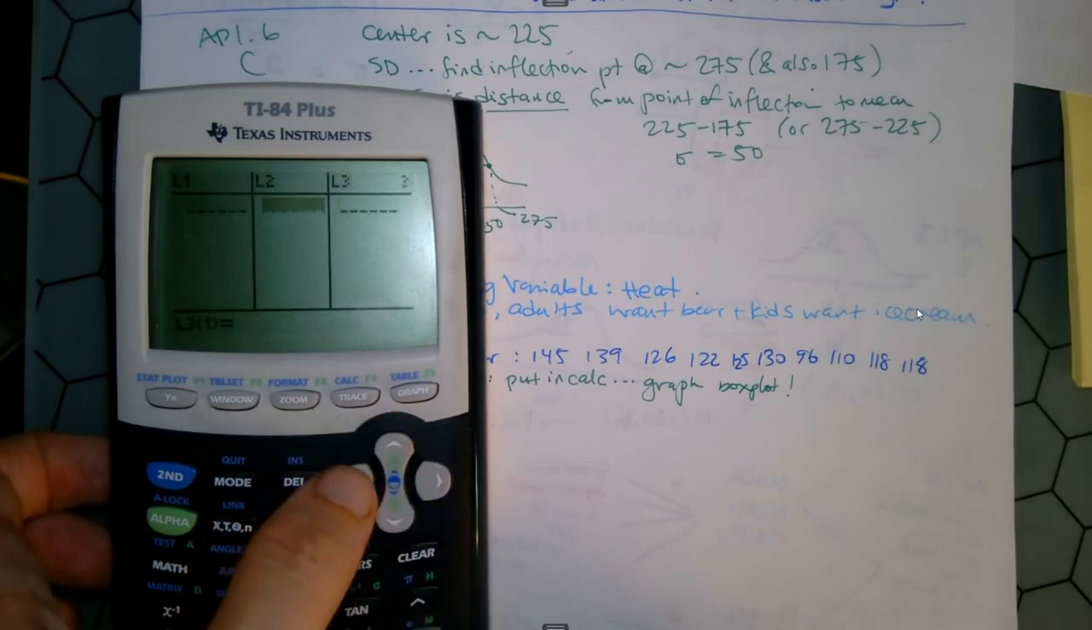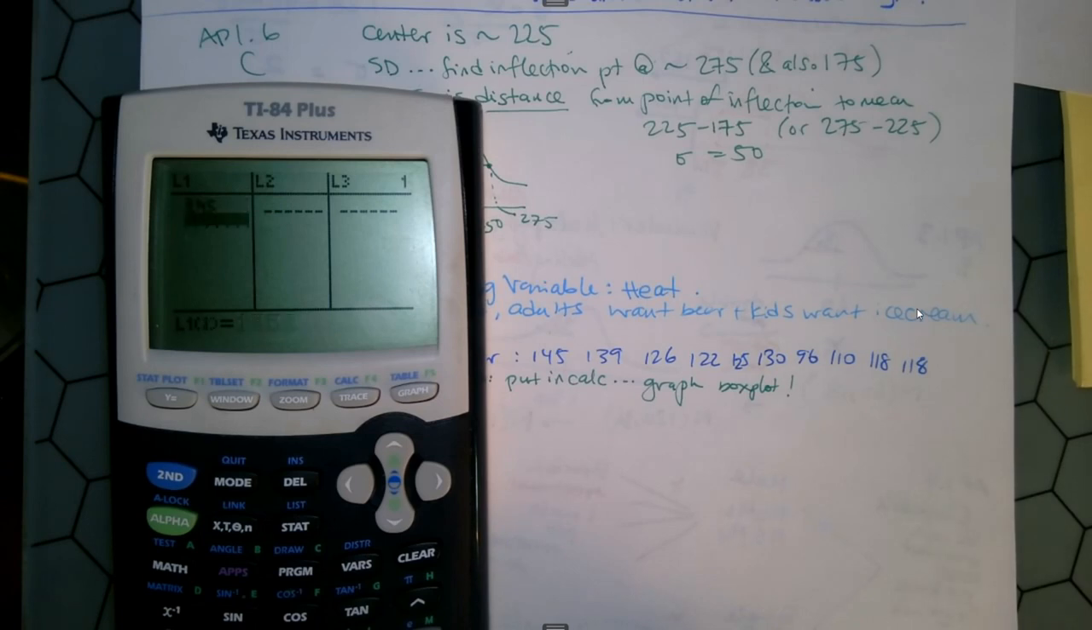Okay, so I'm putting these numbers in. 145, 139, 126. By the way, these kids are all above average in intelligence, except for Mr. 96, he's just barely below average. All right, so they're in.